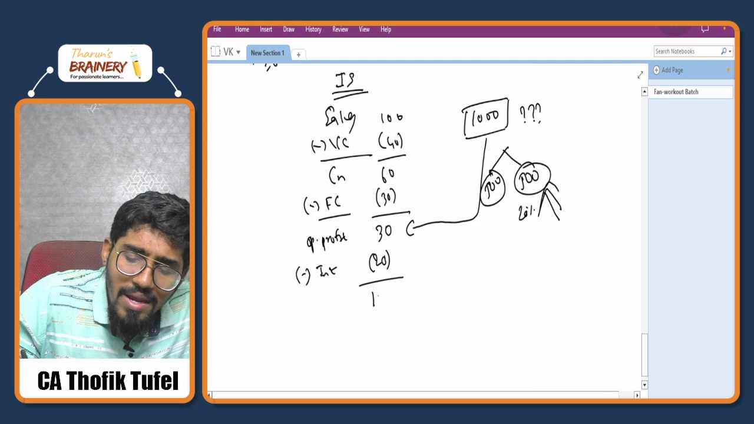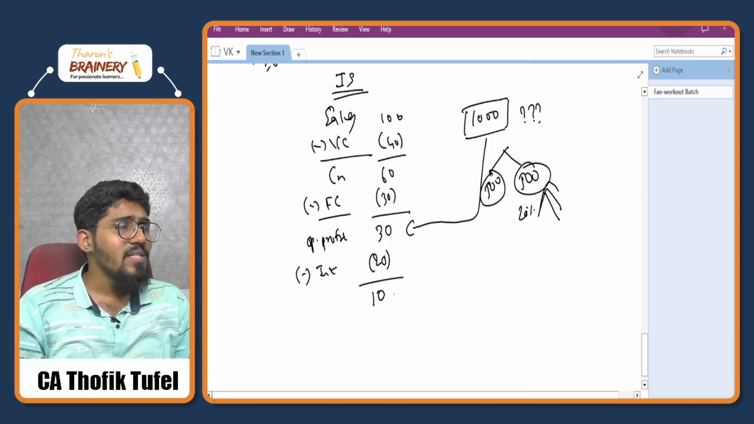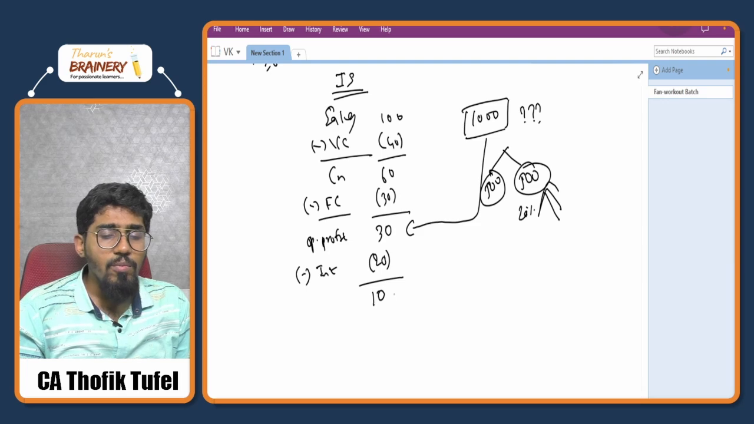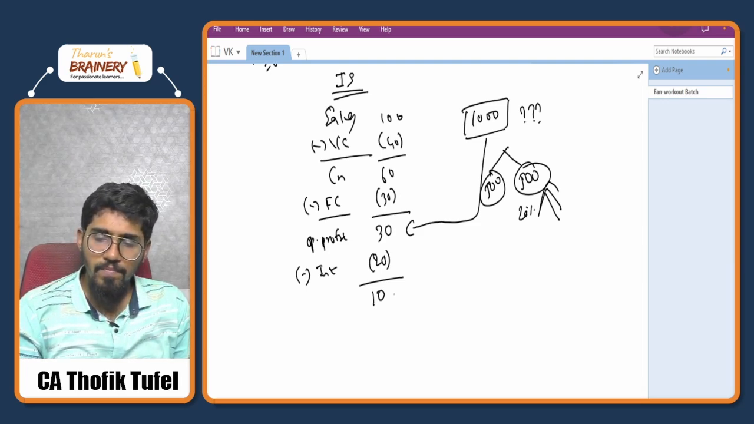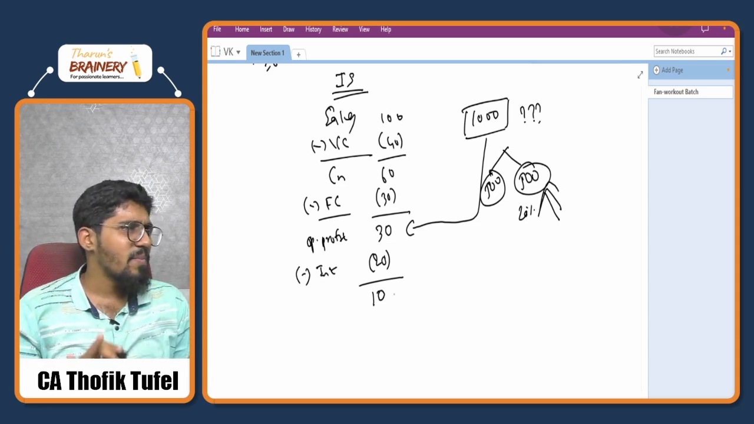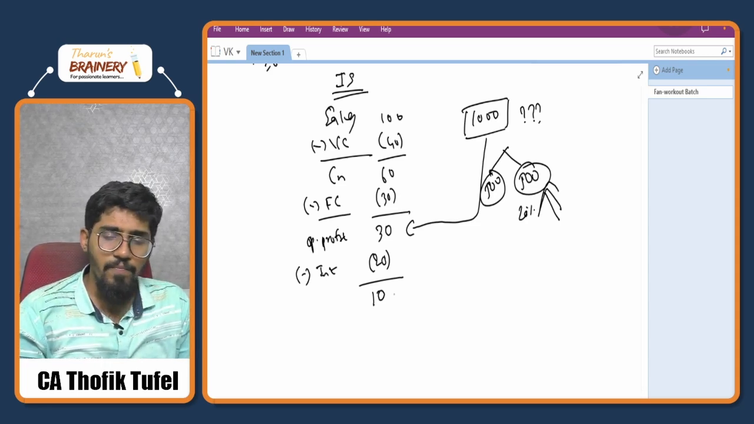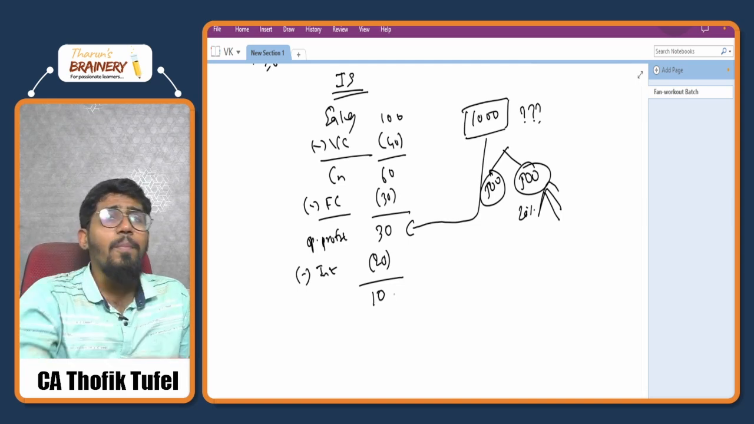Now what is my remaining? 10 rupees. This is my profit, correct? 10 rupees is my profit, sir. Why interest 20 rupees? Let me keep it 10. Anyways, 10 rupees is my profit. Now this profit again I can entirely pocket.